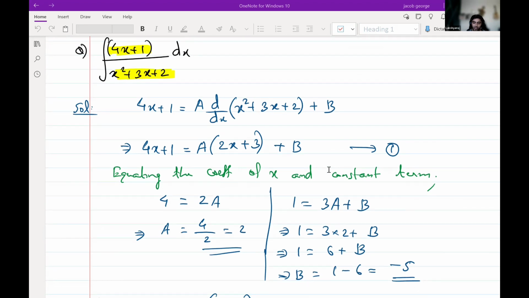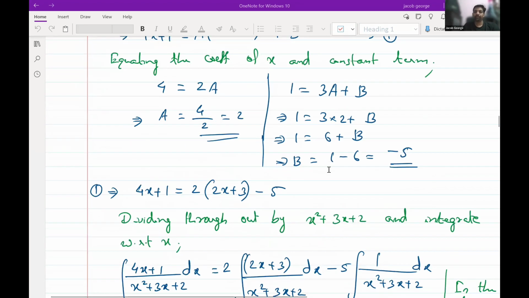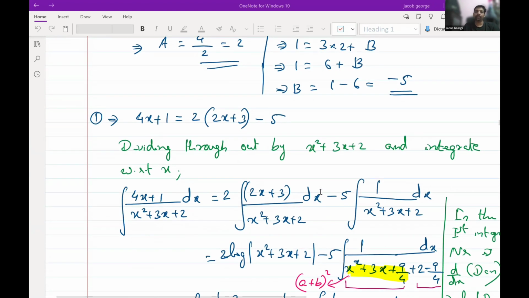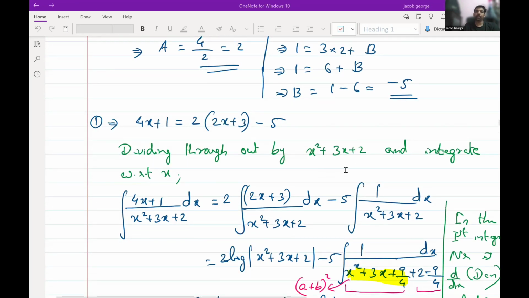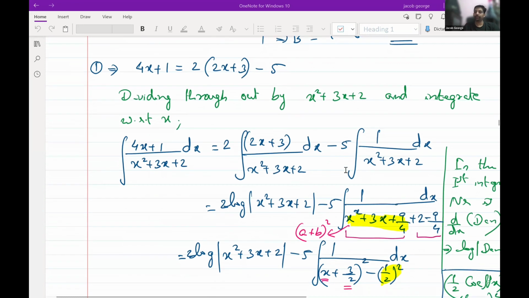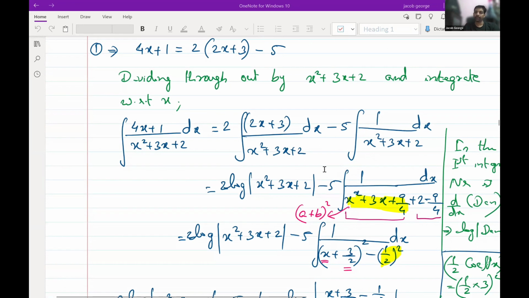That will help to find a and b. After finding a and b, substitute them into equation number 1 in place of a and b. Then divide throughout by the denominator, x square plus 3x plus 2, and integrate with respect to x. When we do the integral, the first integral is log mod denominator, because the numerator is the derivative of the denominator. The second integral is by the completing square method, 1 by quadratic. That you are familiar with, right? Yes, sir.